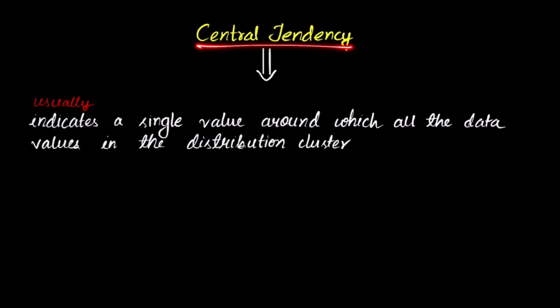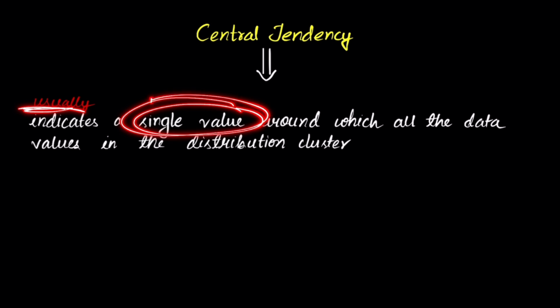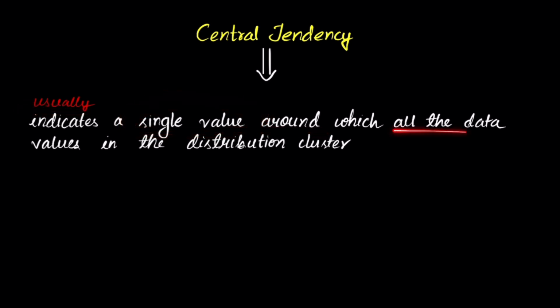Central tendency. Central tendency is usually a single value, and around this single value, all the data of the distribution cluster. So there's your single value. All other values of the data distribution cluster around this single value. In a sense, this single value is a representative value that represents all other values of its data distribution.